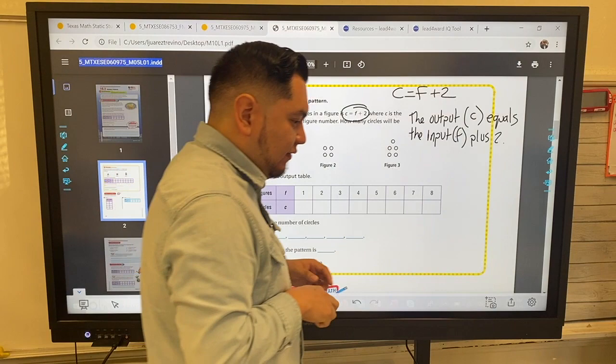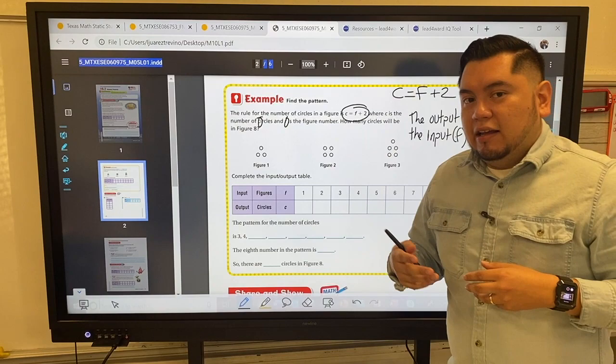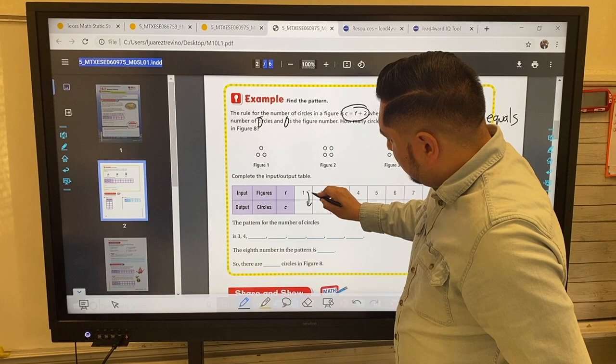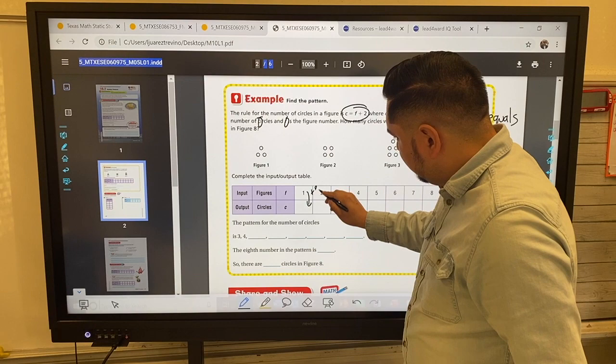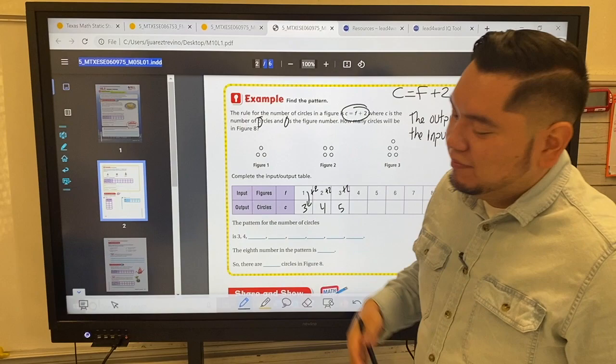Give you about 5 to 7 seconds to write your sentence. And I'm going to start making sense of what's going on here. Basically, this is saying that we need to add 2 to the figure number, F, to get how many circles. So, 1 plus 2, that equals 3. 2 plus 2, that equals 4. 3 plus 2, that equals 5. And you know what to do next. Go ahead and fill it in. Finish it up.